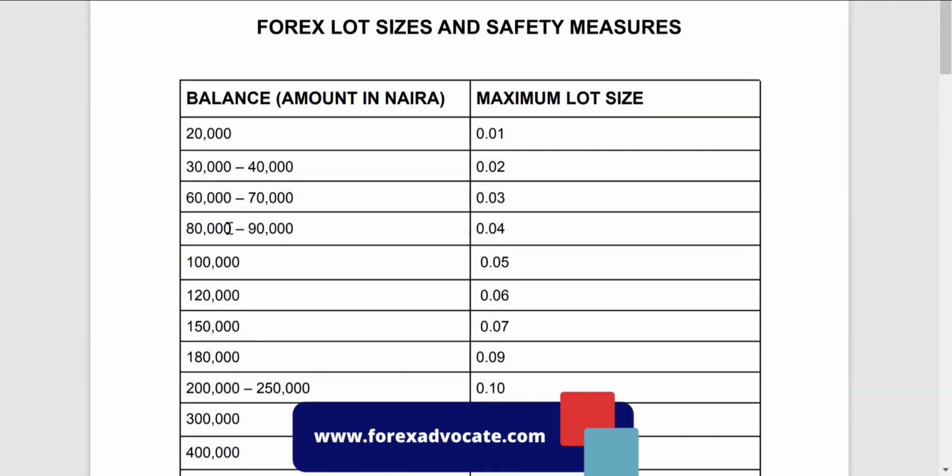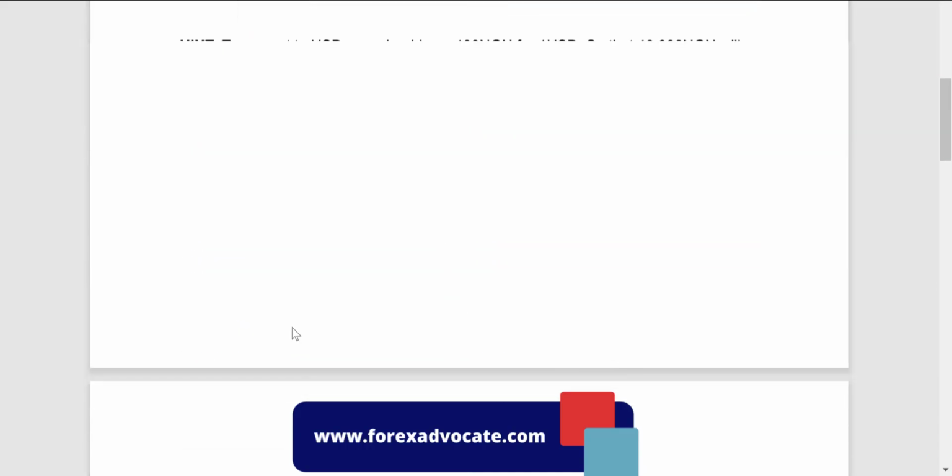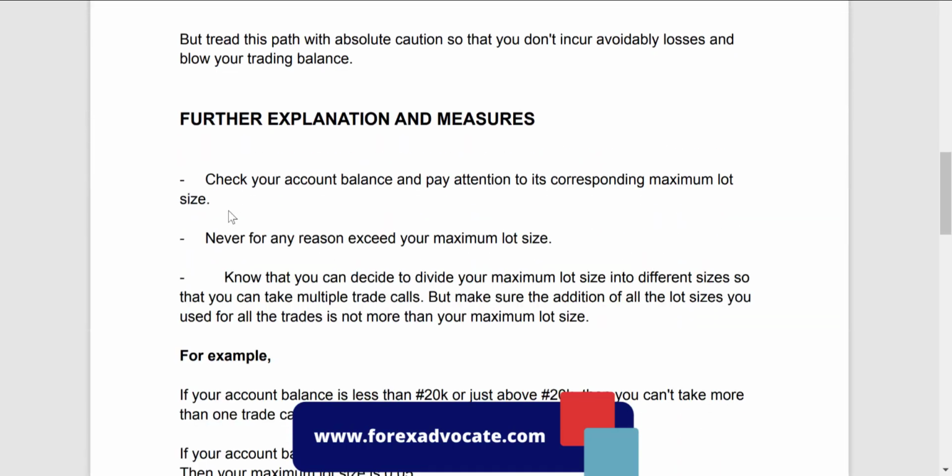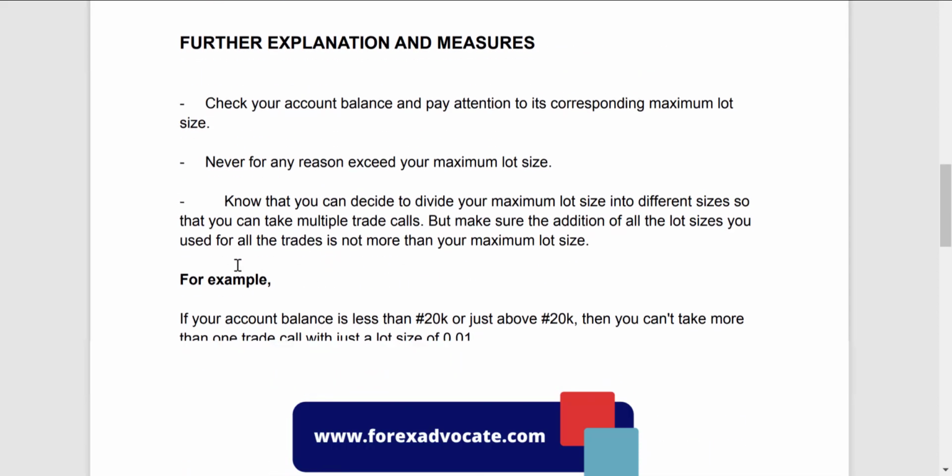Let's say your account is between 60 to 70,000, with a 0.03 maximum lot size. So this is the first step. Check your account balance and pay attention to its corresponding maximum lot size. Your account balance is 60 to 70,000 naira, and your maximum lot size is 0.03. Never for any reason exceed your maximum lot size.